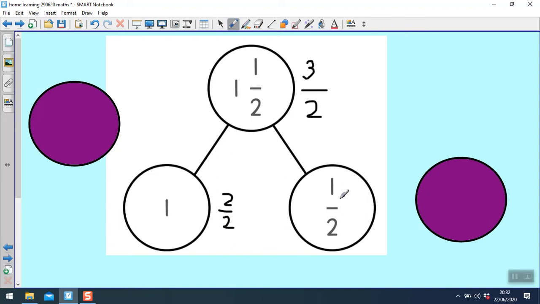If you want to be really fancy, you could work out that 3 halves is the same as 6 quarters, because I've doubled the 3 to get 6 and doubled the 2 to get 4. I could think about what two fractions add together to make 6 quarters. So 1 quarter plus 5 quarters, 3 quarters plus 3 quarters, 2 quarters plus 4 quarters, and so on.